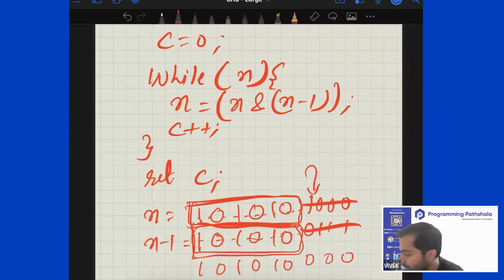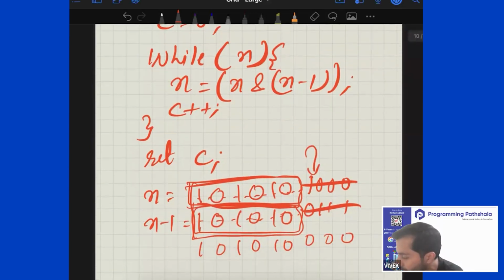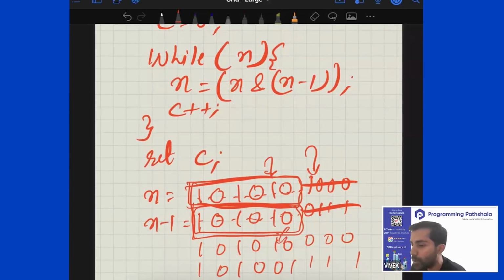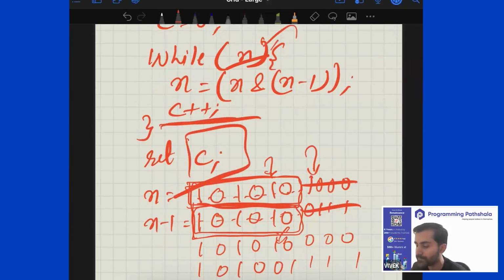Similarly, now what is the next set bit which is on? It is this set bit. So if you again take its AND with n minus 1, then what will happen? This set bit will vanish. So all the set bits would eventually end up vanishing one by one. And when all the set bits have vanished, the value of n will be 0. That is when you stop. And thereby you will get your count and you can just return that count.